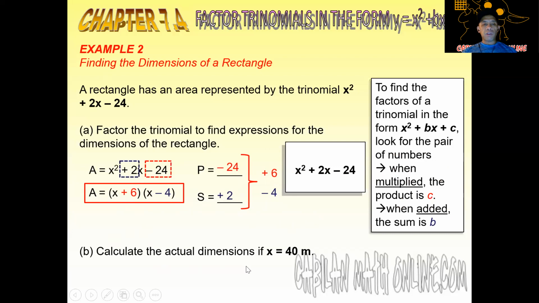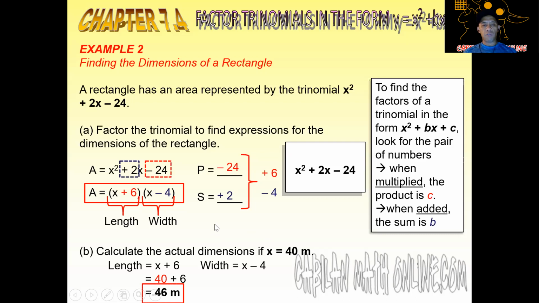Okay, and last but not least, we're going to calculate the actual dimensions if x equals 40 using this expression here. In this expression, the length would be the first bracket and the width would be the second bracket, because area is equal to length times width, from basic geometry. So for the length of x plus 6, all I'm going to do is replace the x with 40. So this particular object has a length of 46 meters. And what we have here is a width of x minus 4, which is 40 minus 4, which gives me 36 meters. All right, so that's just an application of factoring and extending it, using the answer to come up with a numerical answer for an extended question.